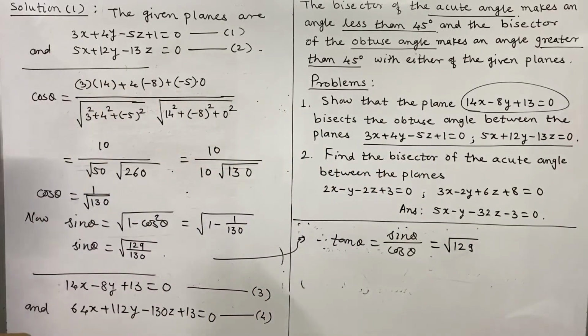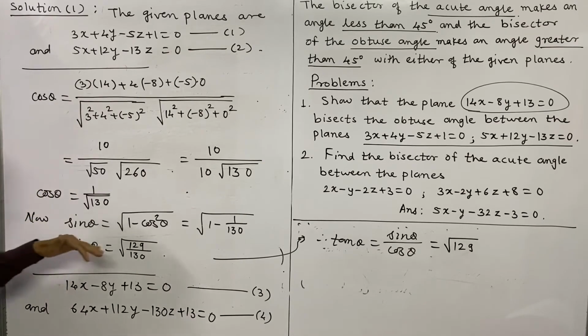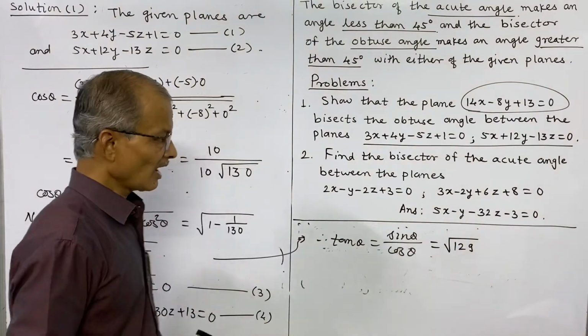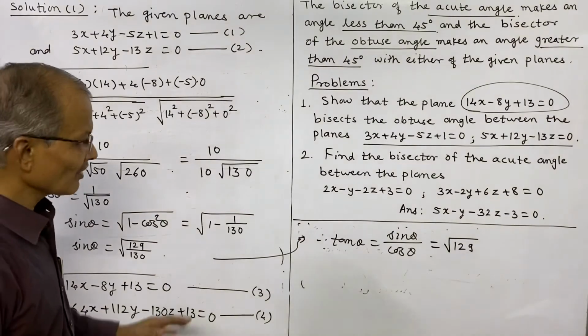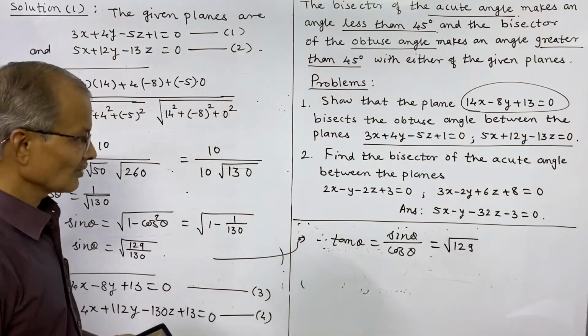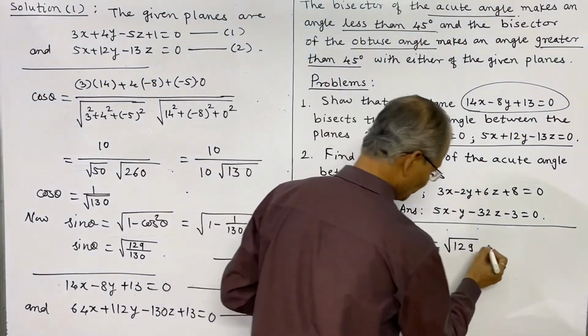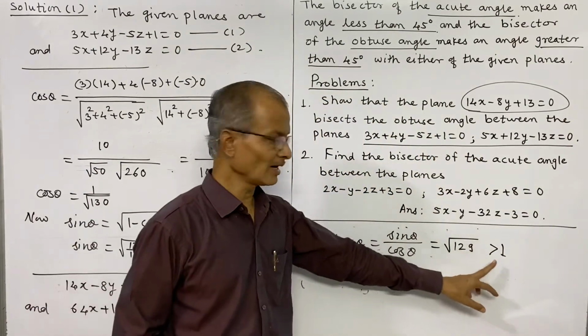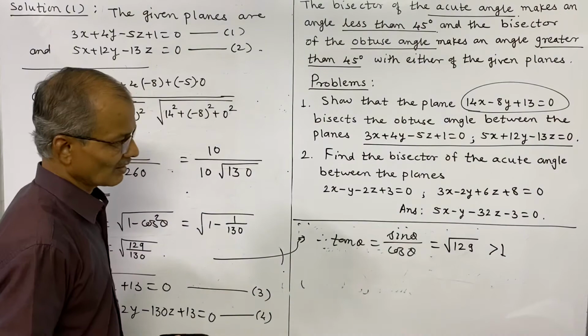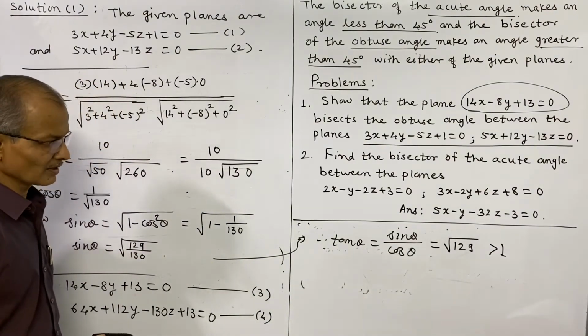You should check these calculations to see whether we have done them correctly. So this is the procedure. First get cos theta, then get sin theta, then get the value of tan theta, and decide whether this quantity is greater than 1 or less than 1. Tan theta we compare with 1. So this is certainly greater than 1, because 1 is root 1 and this is greater than root 1, and therefore it is greater than 1.